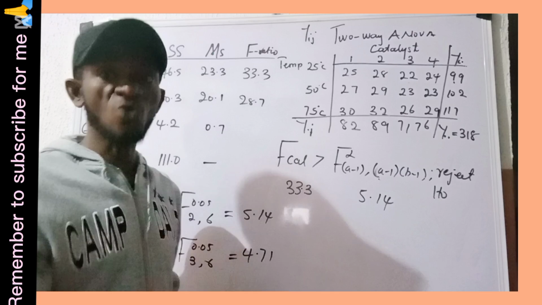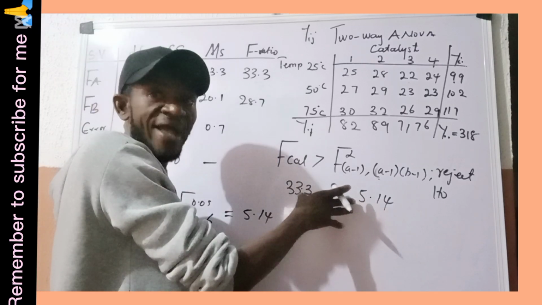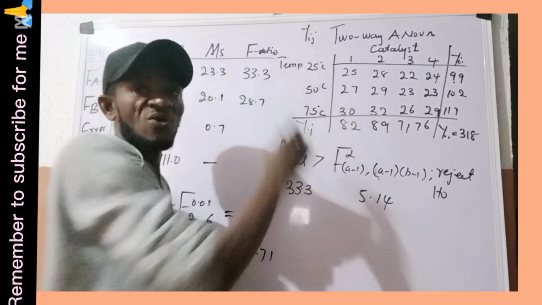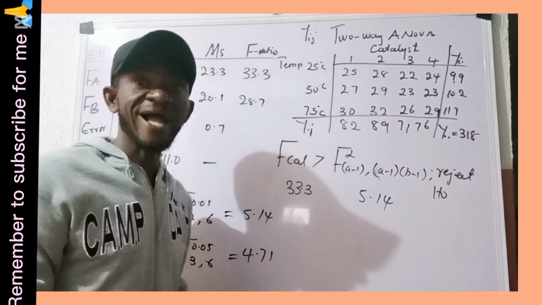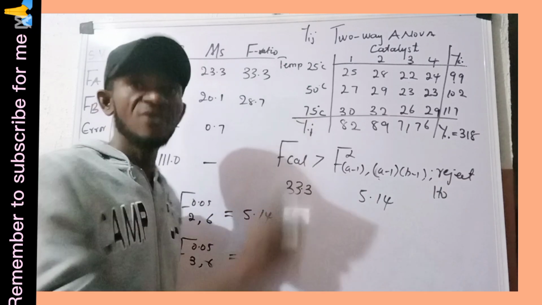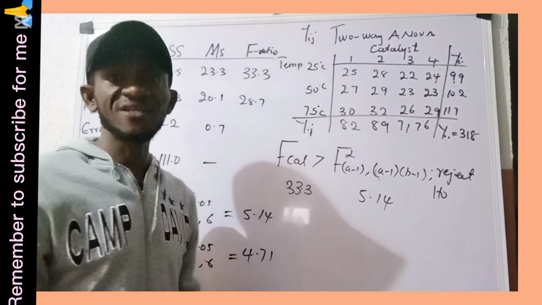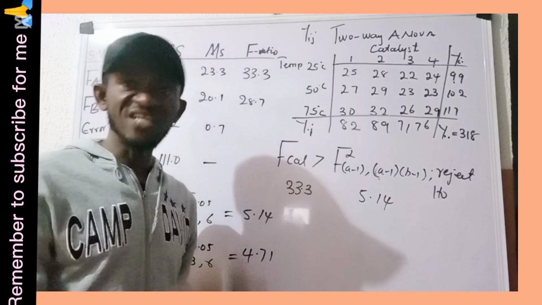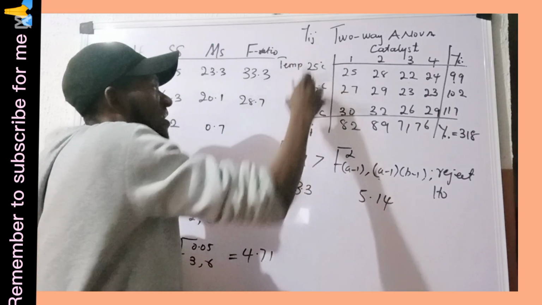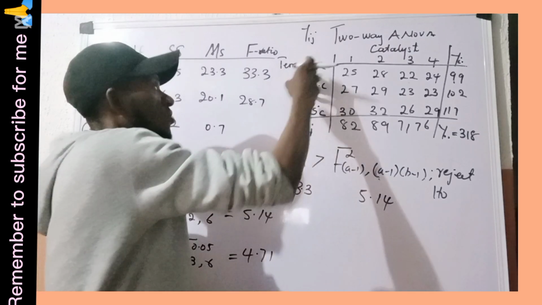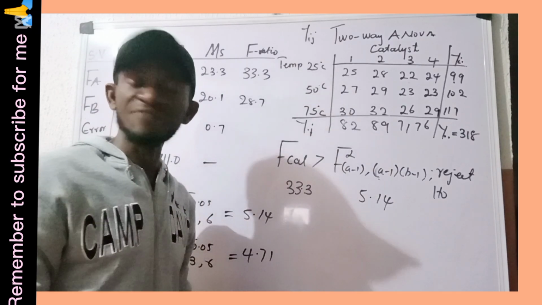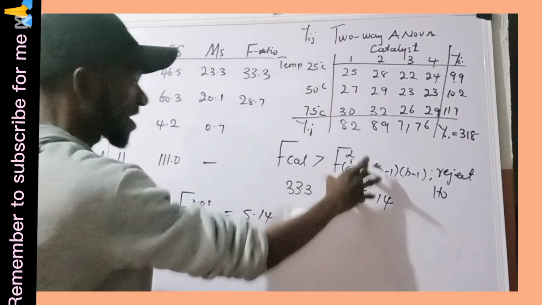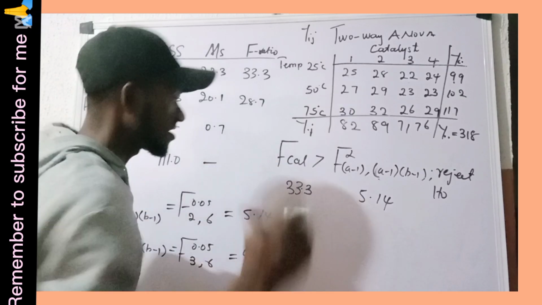So we are now going to conclude in this, our experiment, with respect to temperature, that temperature actually has effects on these observations. So for that reason, there is a statistically significant difference in the means of these levels of what? Of temperature running from 25 up to 75. Then we quickly go over to that of our factor B.